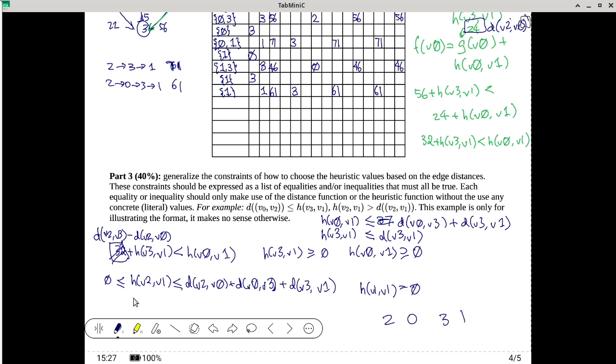Okay, so the first part here is just a constraint that we have to put on every single heuristic value, that it has to be at least zero. And then this part here is the constraint because we need admissible heuristics, which means the heuristic value, the estimate, cannot overestimate. It can underestimate, but it cannot overestimate. All right. Are we okay so far?